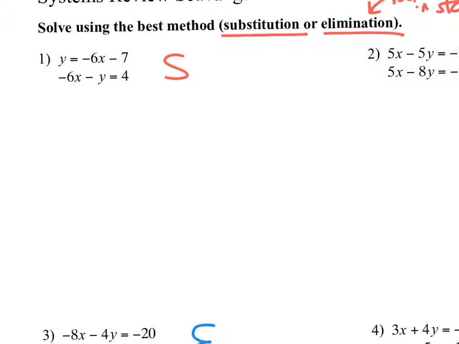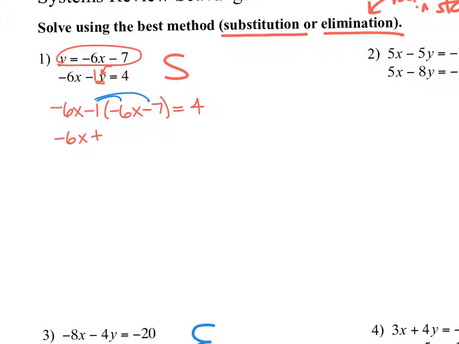All right, we've got question 1. It tells me what y equals, so I want to plug this in for y, which means the only thing I'm going to do is rewrite my second equation with y being different. So I'm going to say negative 6x. This is negative 1y, so I'm going to say minus 1, negative 6x minus 7 equals 4. Now that we've done that, we have parentheses, so we're going to need to distribute. That means multiply. So that's going to be negative 6x plus 6x plus 7 equals 4.